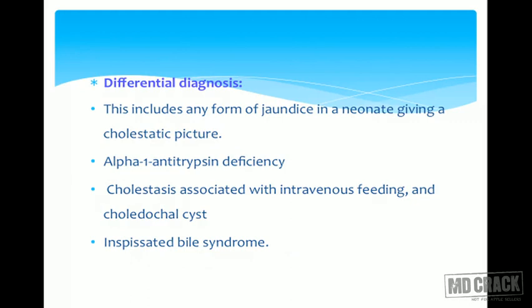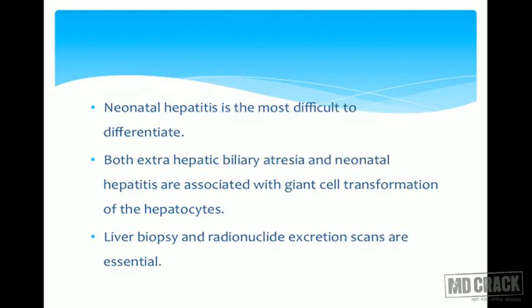This condition should be diagnosed from jaundice seen in a neonate, which may follow any cholestatic picture, especially alpha-1 antitrypsin deficiency, cholestasis associated with intravenous feeding and choledochal cyst, or it can be inspissated bile syndrome. Neonatal hepatitis is the most difficult to differentiate. Both extrahepatic biliary atresia and neonatal hepatitis are associated with giant cell transformation of hepatocytes, so it is difficult to differentiate between the two. Liver biopsy and radionuclide excretion scans are essential to differentiate between these two.